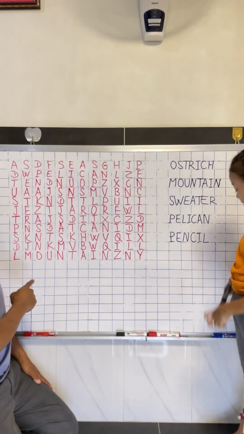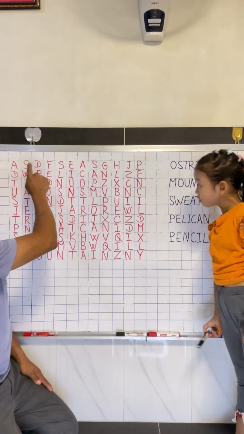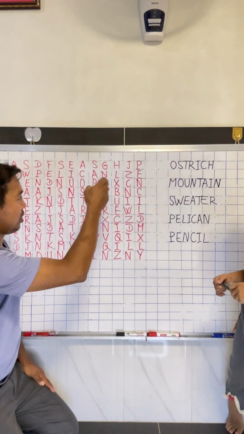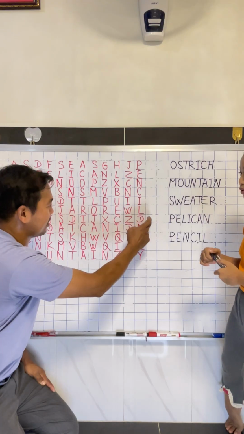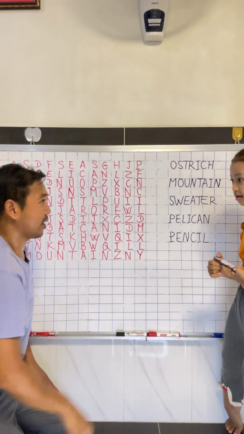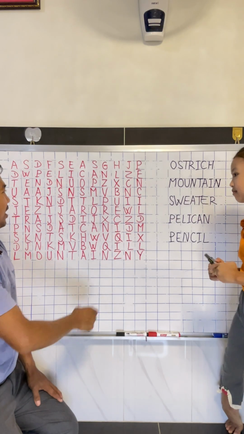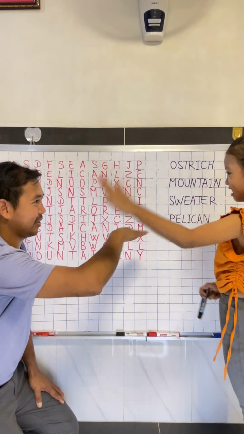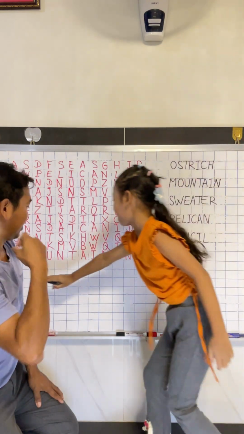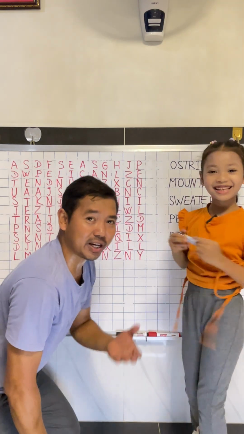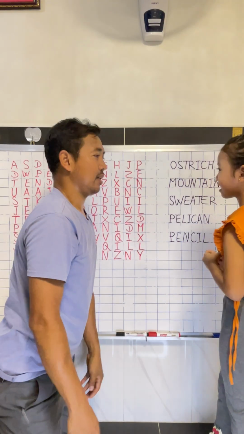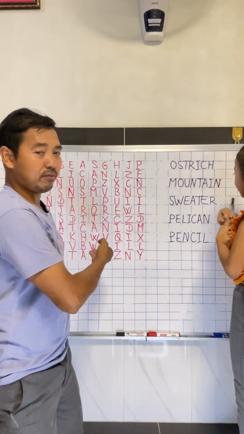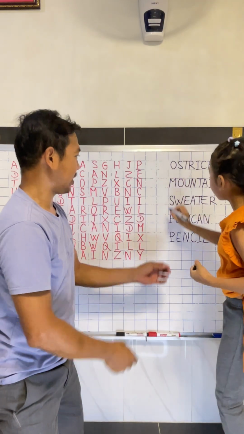Now in the puzzle game we have 1, 2, 3, 4, 5, 6, 7, 8, 9, 10, 11, 12 rows, and 1, 2, 3, 4 up to 11 columns. Column is like this, and the row is like this. Yes, correct. So we have 12 rows and 11 columns. To find the word, we find the letters in the puzzle. Now let's start finding ostrich.